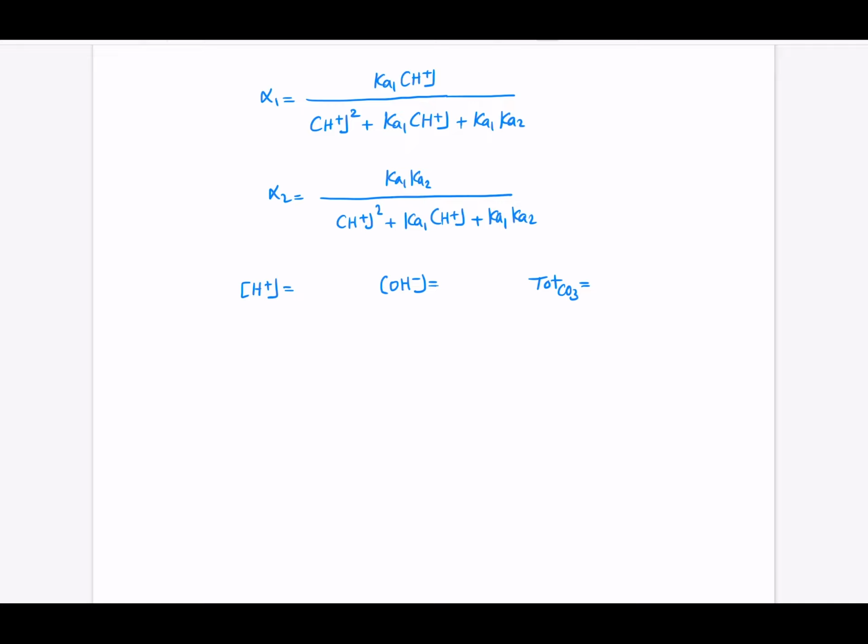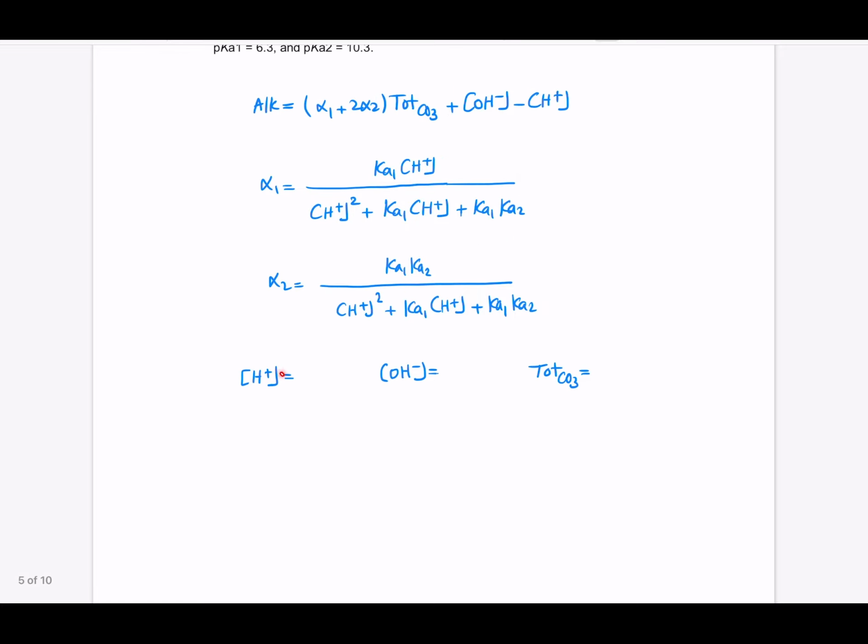So this is alpha 1 and alpha 2, again from the first lecture of acid base, or maybe the second lecture. And you have all the information. You just need to calculate this one, calculate this one. You're given all of these three, and then you just need to insert it into this.